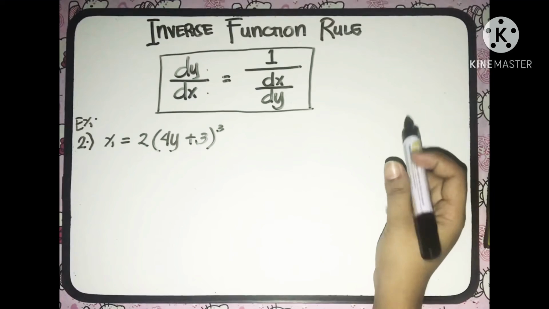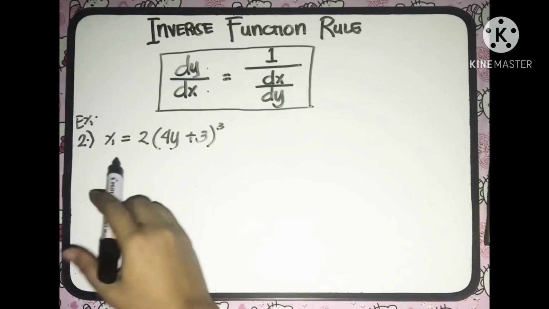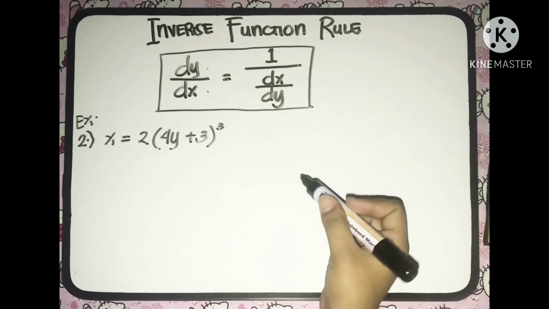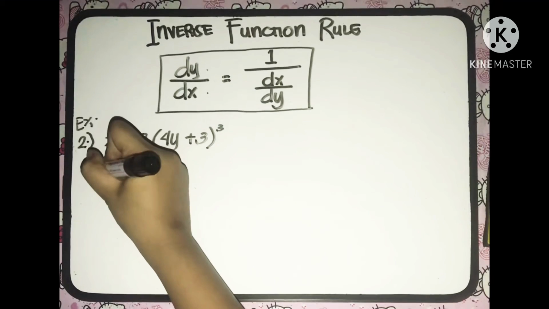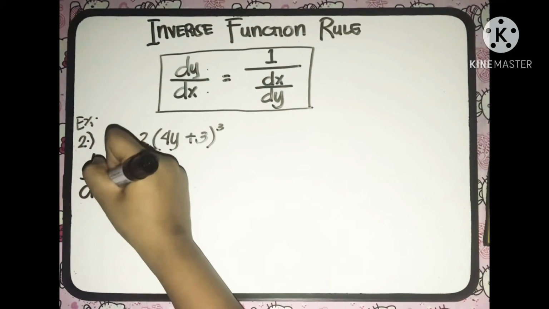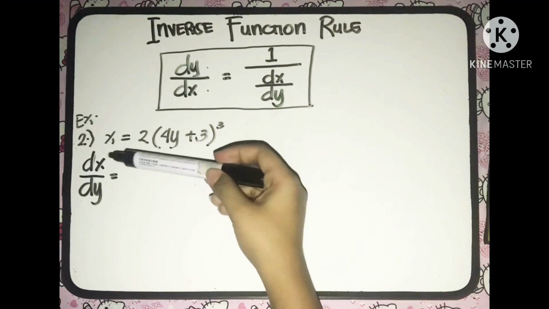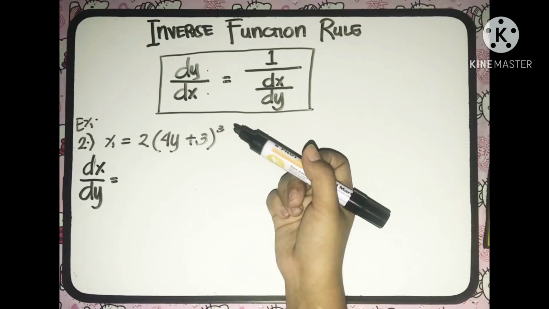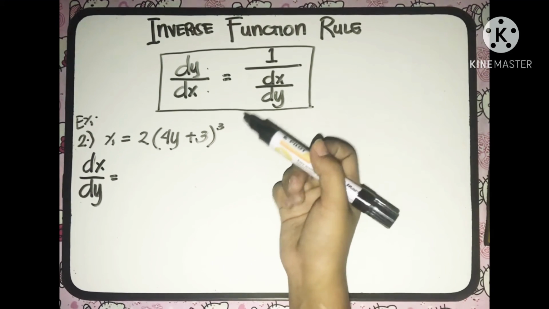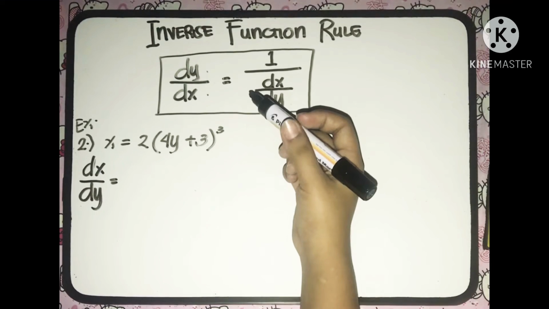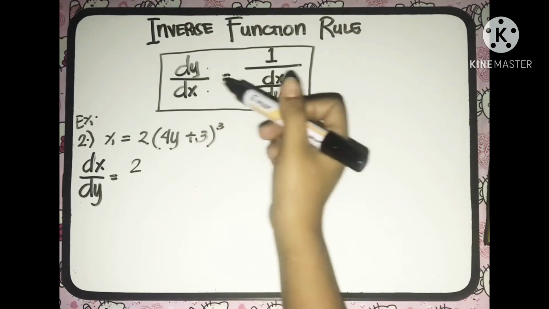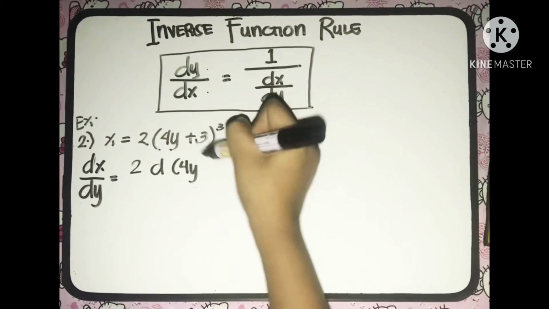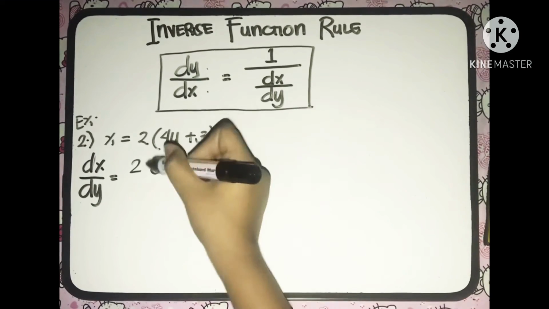Okay, for the second example on the inverse function rule, we have here x is equal to 2 multiplied to 4y plus 3 cubed. Okay, so let's solve first for the derivative of x with respect to y. As you may notice, what we use to solve this is our second way. You may also try the first way and see if you come up with the same answer. Okay, since this is the given, we can separate the constant 2. So we'll write there 2, then multiplied to the derivative of 4y plus 3 cubed with respect to y.